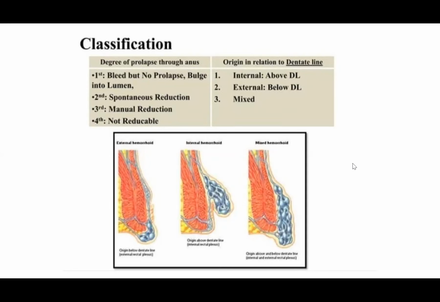Then with relation to the origin above the dentate line, this diagram shows an external hemorrhoid, the first one that is below the dentate line, the internal hemorrhoid above the dentate line, and then a mixed type, that occurs beginning from before the dentate line and also involving the external hemorrhoidal plexus of veins.